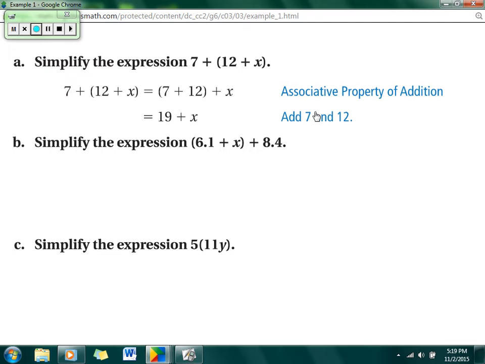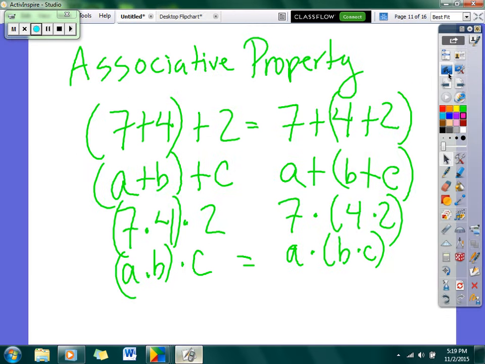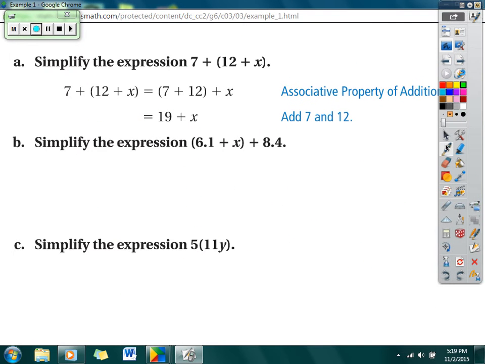One thing we can write here is we can say that this is like terms. That's what I combine, like terms, okay? 7 and 12 are both like terms. They do not have a variable, they are just constants. Let's look at the next problem, okay?